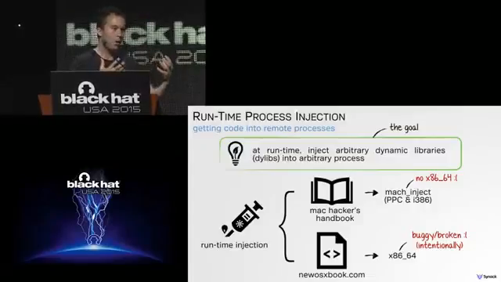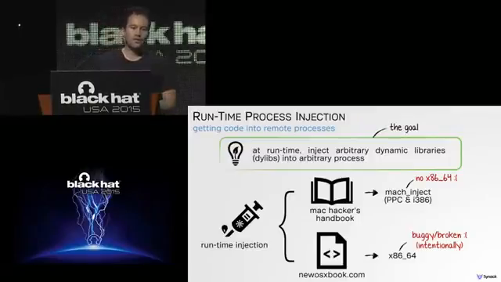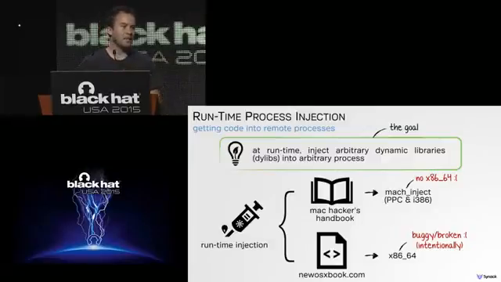All right, so what about some specific features or capabilities? As I mentioned, current malware has sufficient features to get the job done, but I want to talk about one feature that's pretty powerful that I feel is underutilized, and that's process injection. So we're going to start with looking at runtime process injection. Basically, we want to be able to inject code, a dylib, into an arbitrary remote process.